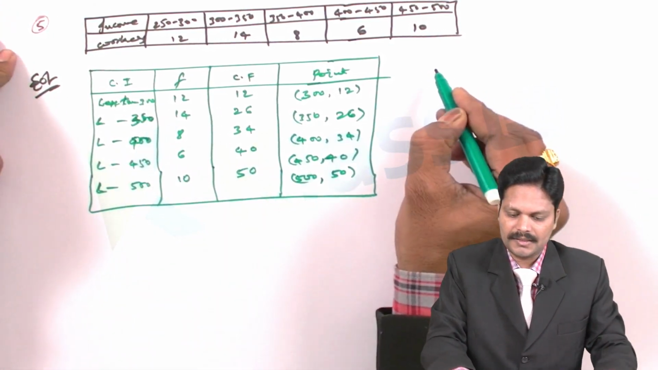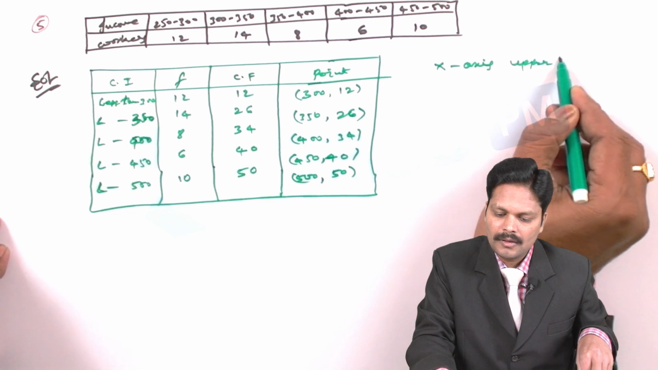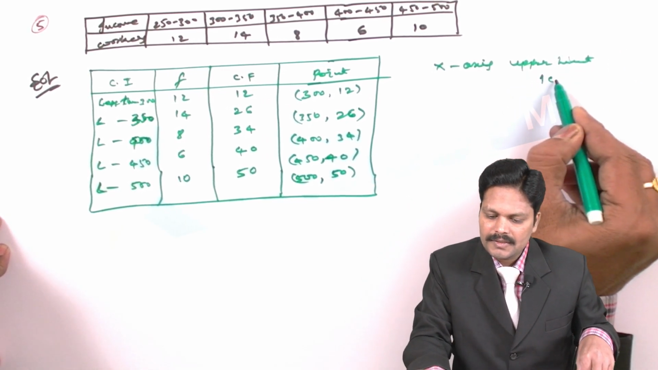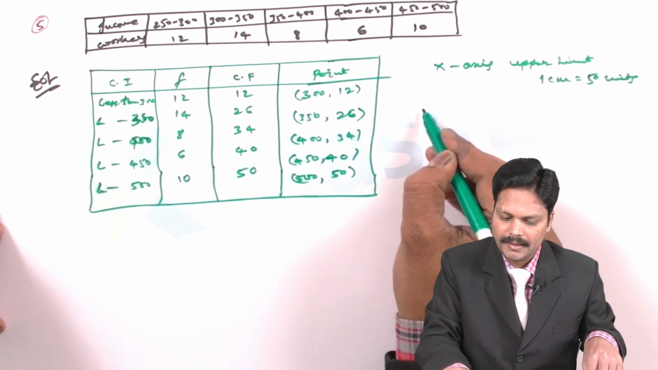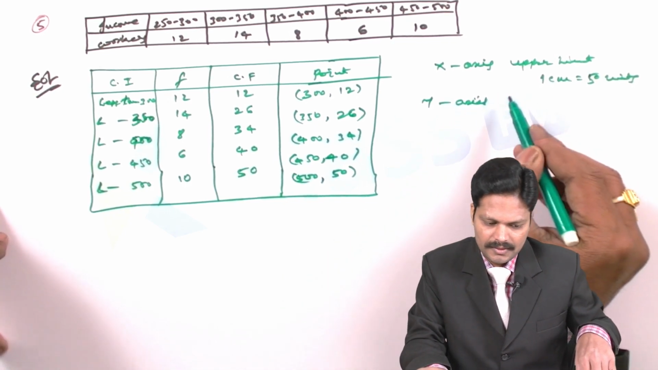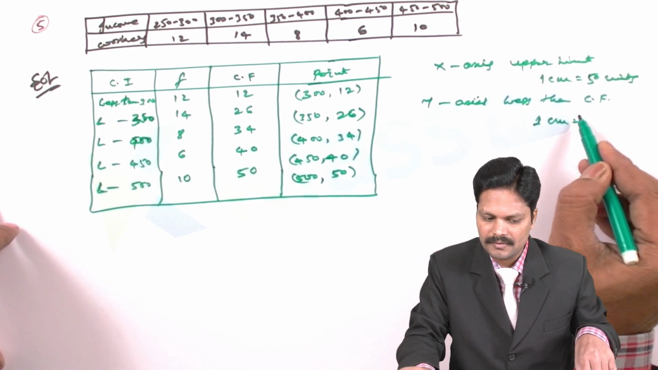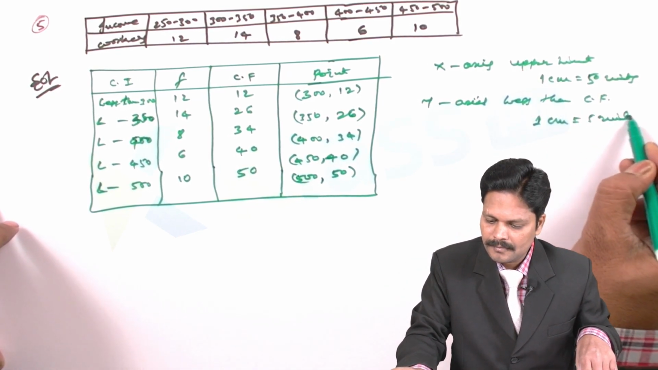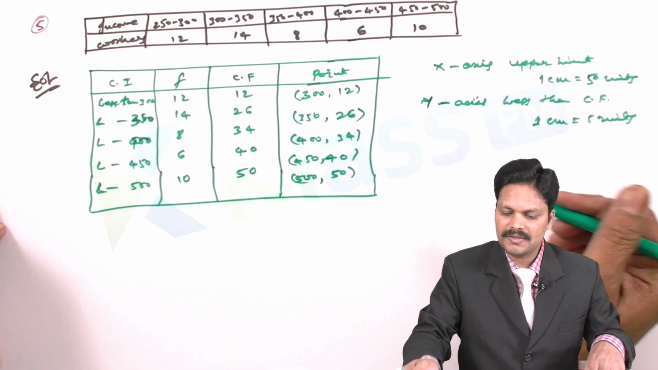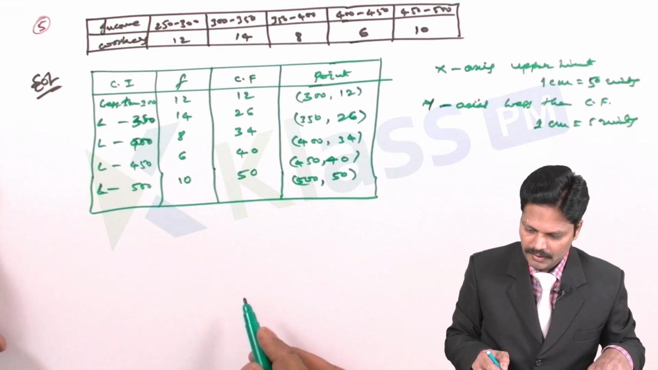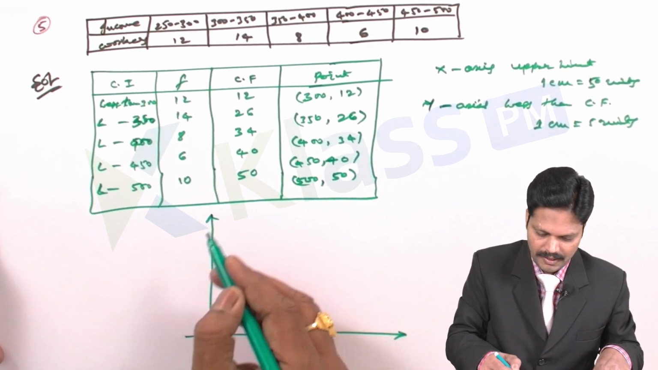So here we are having the condition on the x-axis. Always we need to take upper limits, and 1 centimeter is equal to 50 units. On the y-axis we need to take the less than cumulative frequencies, 1 centimeter is equal to 5 units. If we arrange this with scale accuracy, then we can represent the data. Here I'm not using any ruler, just approximately explaining how we should arrange the data.